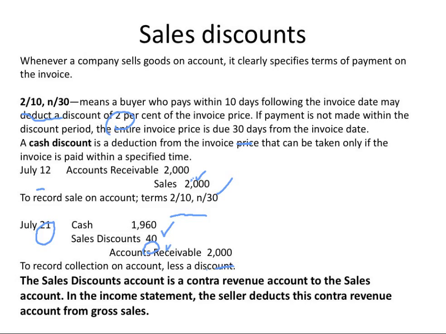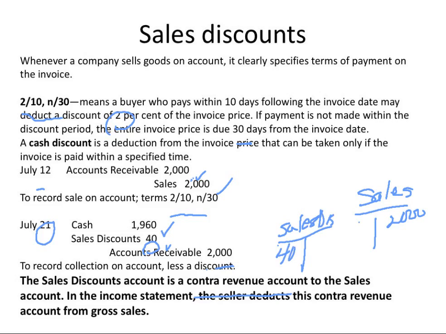Now the sales discount is what's called a contra revenue account. Sales has a credit balance, so instead of debiting 40 to sales, we set up a contra account. Contra means opposite, and we put the debit in here. So we say sales 2,000 less sales discount of 40.